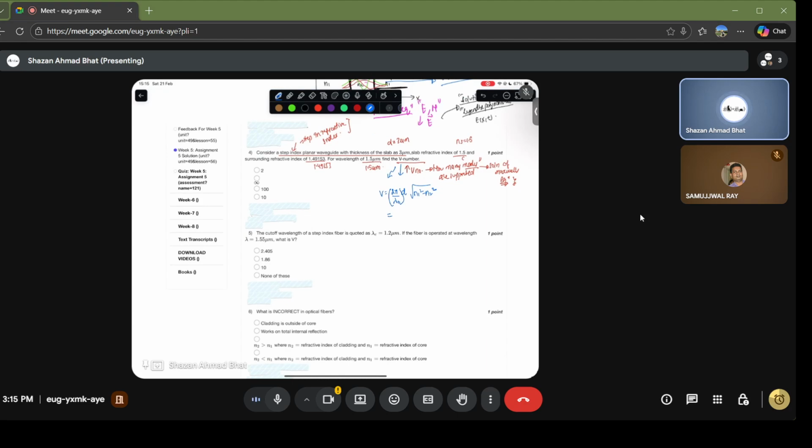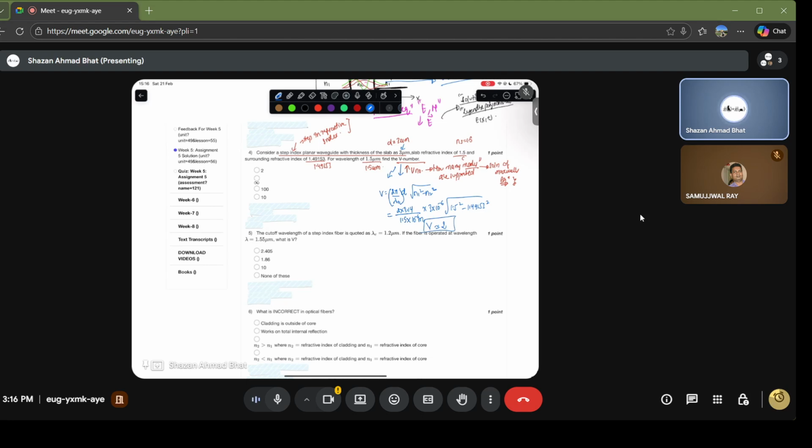You have everything in your hand. You are given everything. You have 2 into 3.14 divided by 1.5 into 10 to the power minus 6 meters, which is basically the wavelength, into 3 into 10 to the power minus 6, which is the thickness of the slab, under root of n1, which is 1.5 square, minus 1.49153 square. So when you solve it, you get V to be approximately 2.